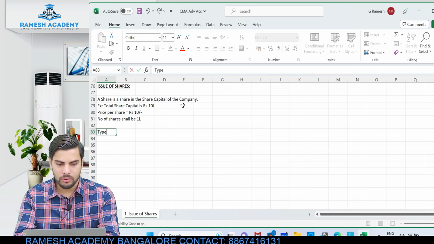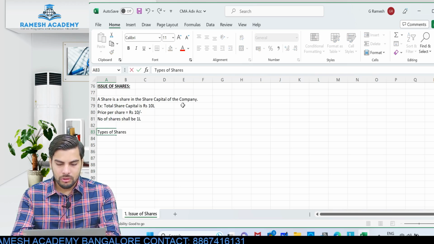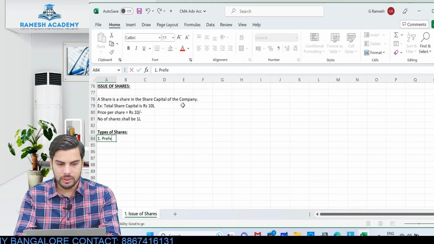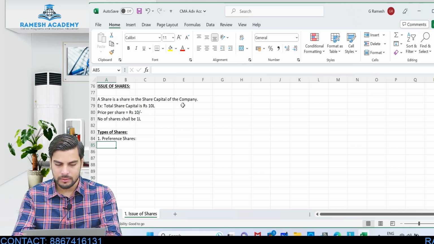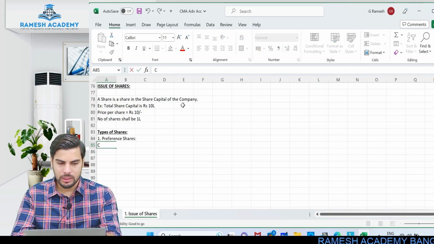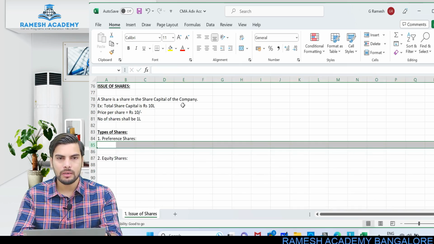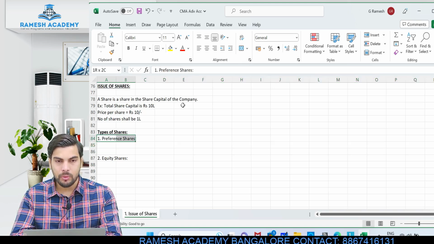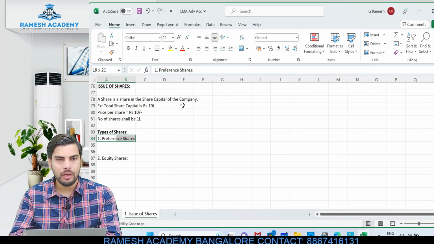Okay, so let's talk about the types of shares. Basically shares can be divided into two types. What are these? One is preference shares and the other is equity shares. Now what are these preference shares and what are these equity shares? Preference shares, if you remember, I already told you the meaning of this. These are the shares which have a preferential right with respect to payment of dividend and repayment of capital. As the very name suggests, preference shares give some kind of preference to these people.